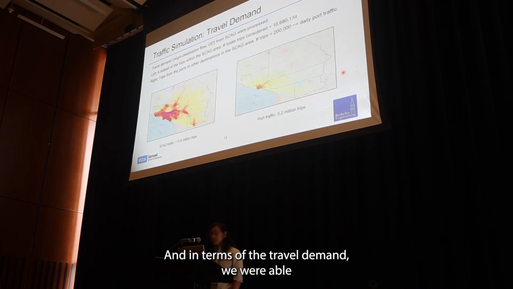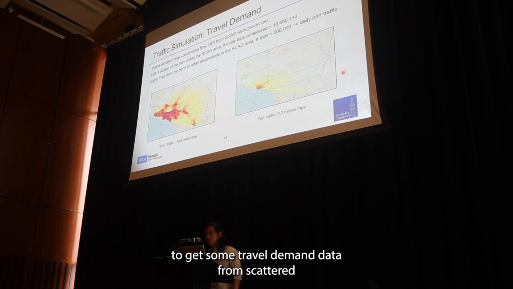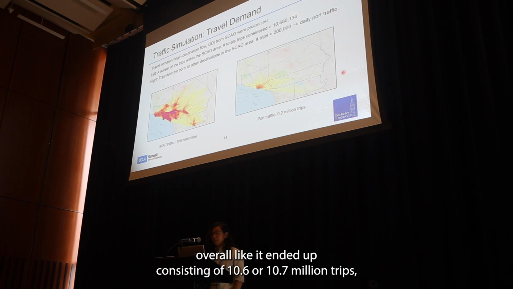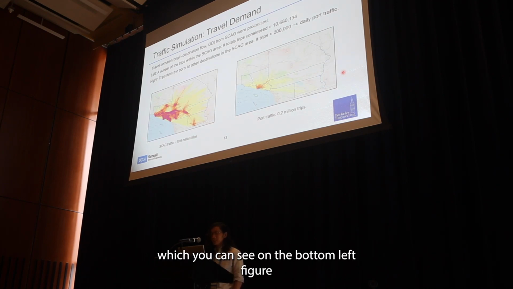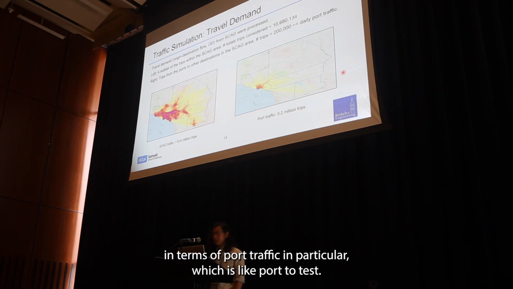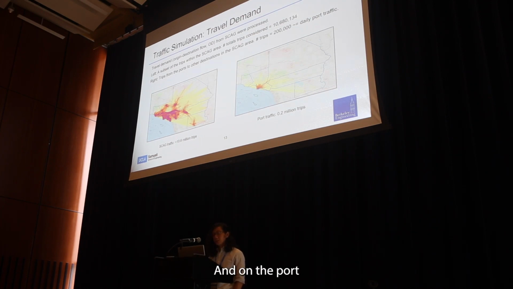In terms of the travel demand, we were able to get some travel demand data from SCAG. Overall, it ended up consisting of 10.6 or 10.7 million trips, which you can see in the bottom left figure. In terms of port traffic in particular, which is port trips that start or end on the port, there are around 200,000 trips.